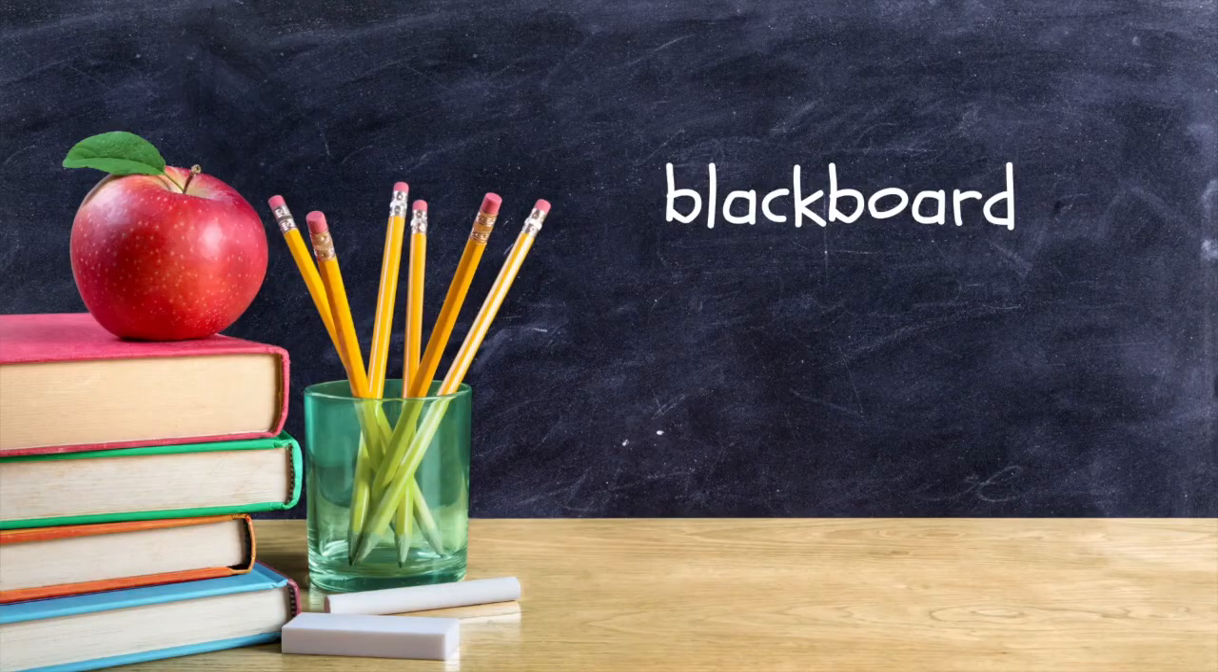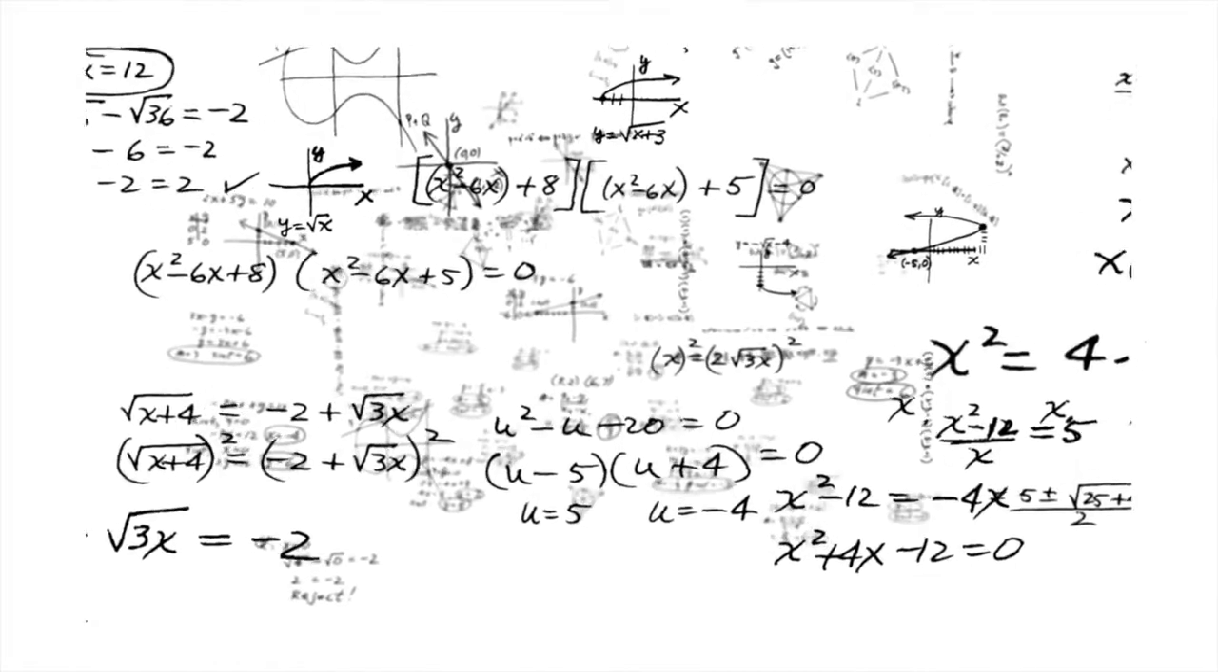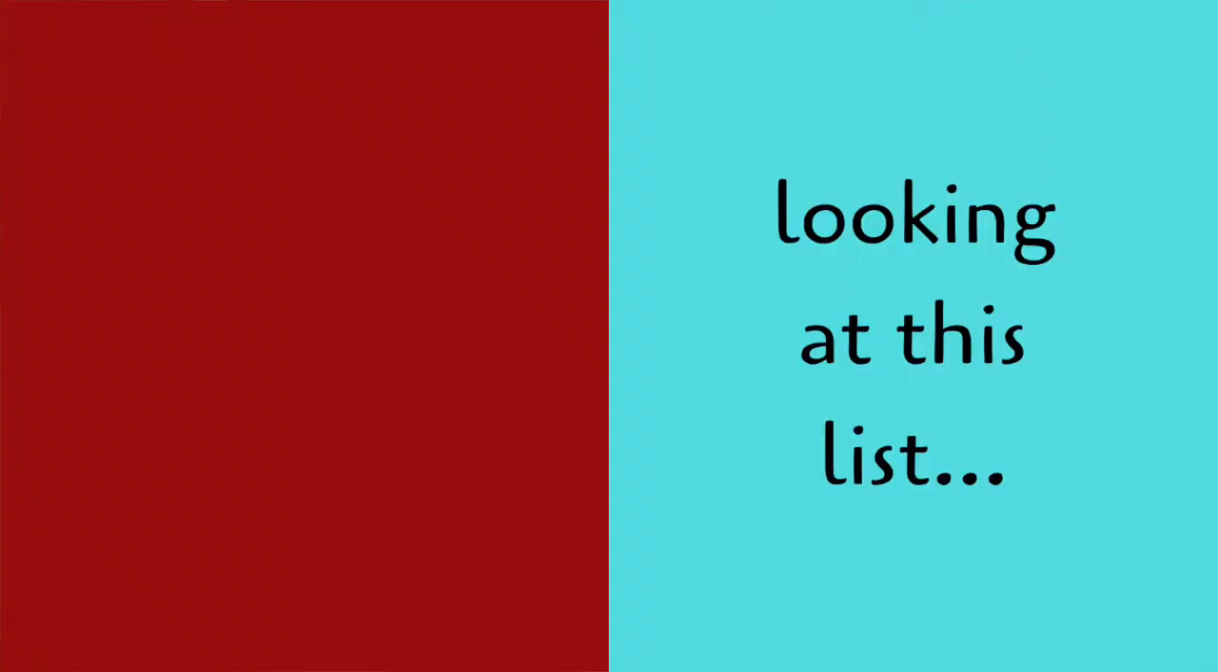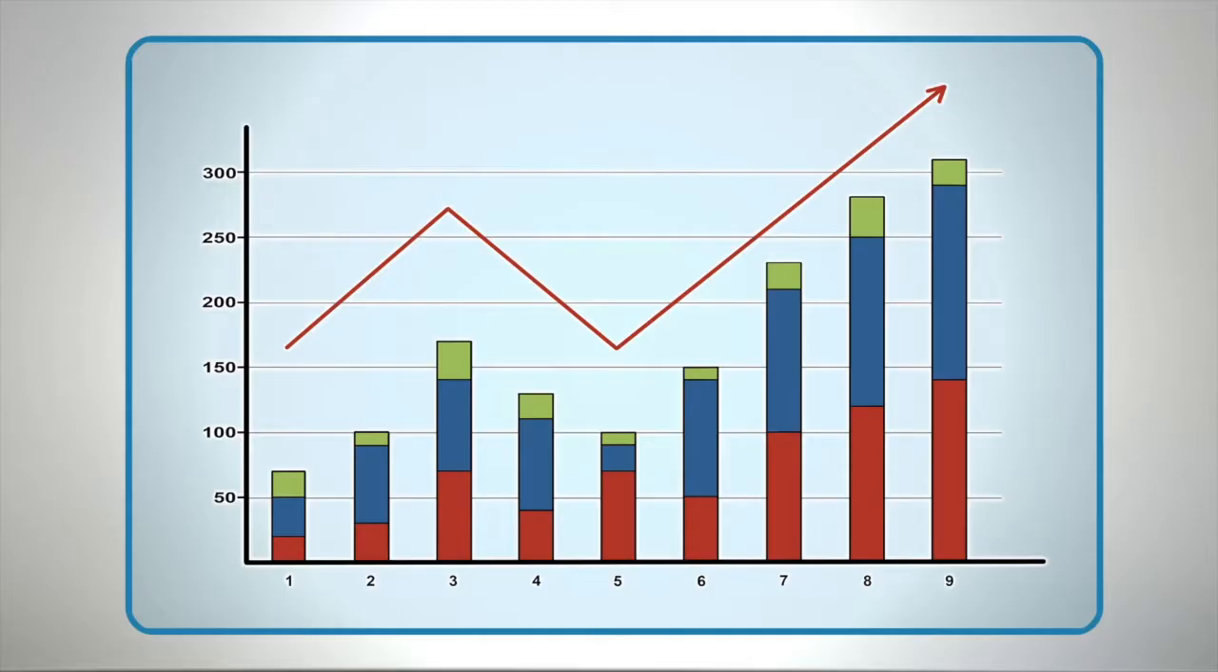There's a traditional chalkboard or the modern version of the whiteboard. These will use chalk, markers, or sometimes a digital pen to actually write on the board. Looking at this list, we can see that the numbers have increased recently.